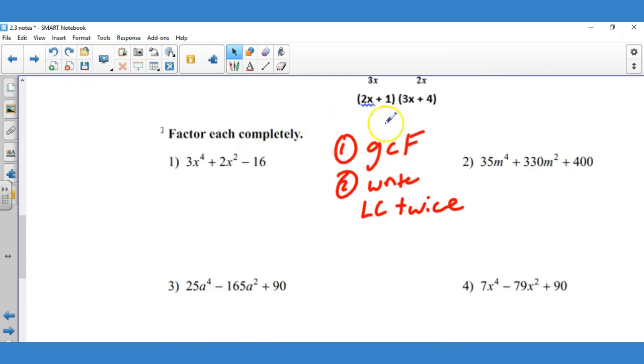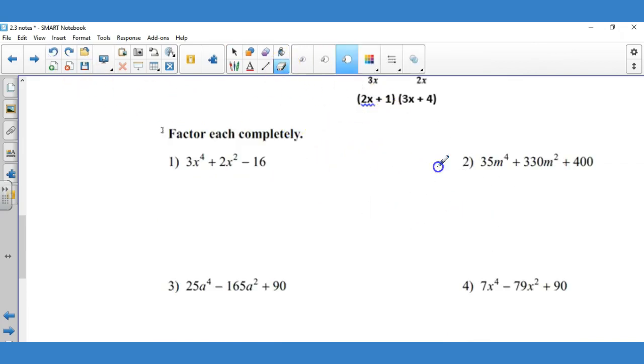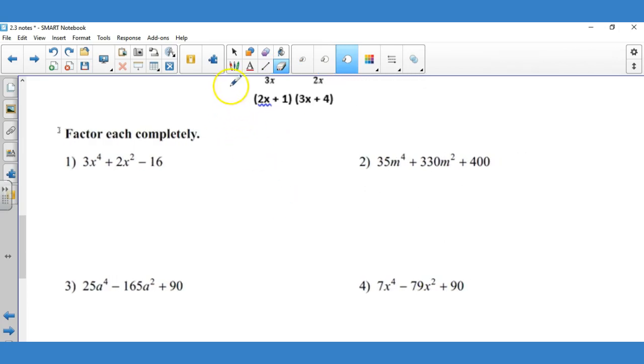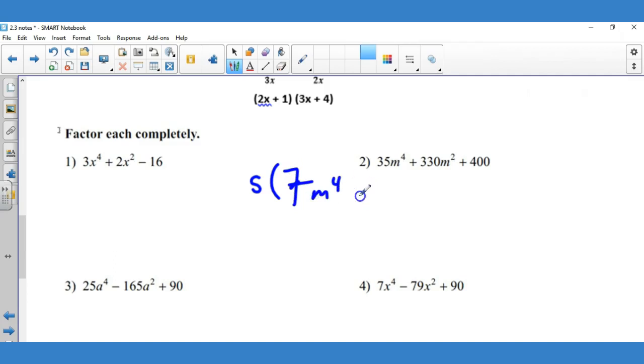Okay. So now for this problem over here, step 1, find the greatest common factor. Well, the greatest common factor is 5. 35, 330, and 400 have 5 in common. So if I factor out a 5, I'm left with 7m to the 4th plus 66m squared plus 80. There we go.